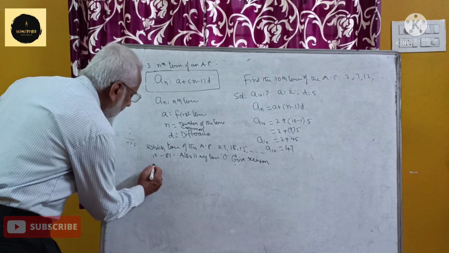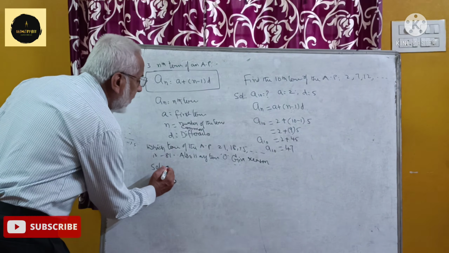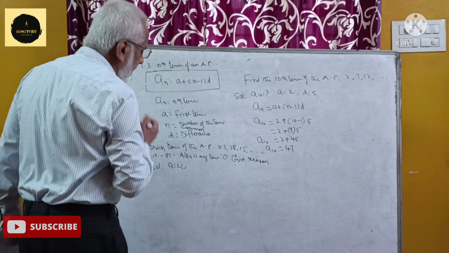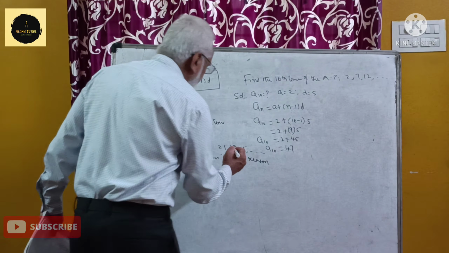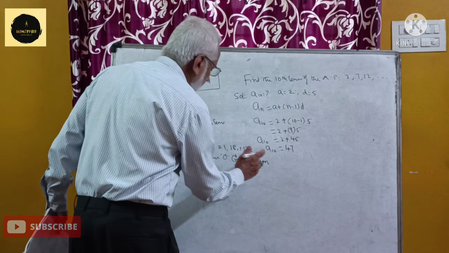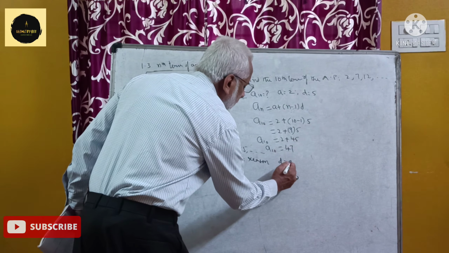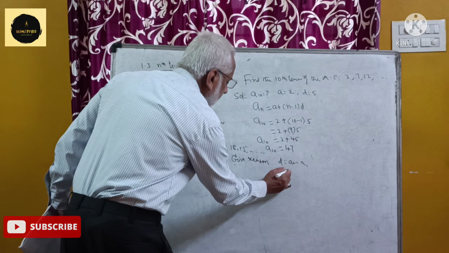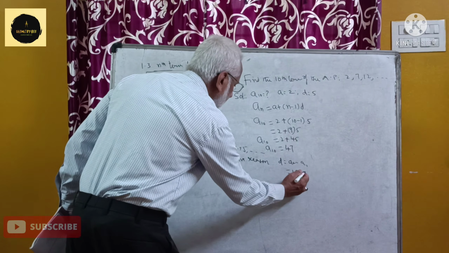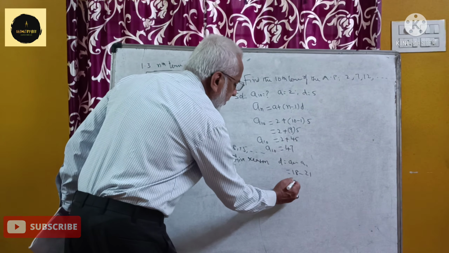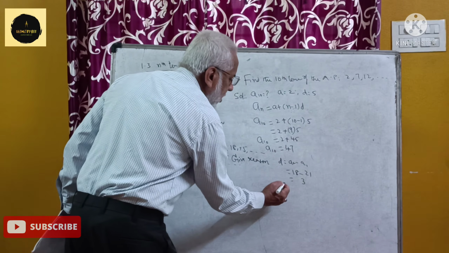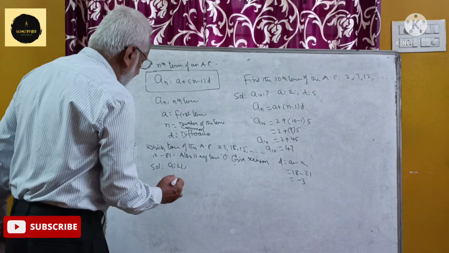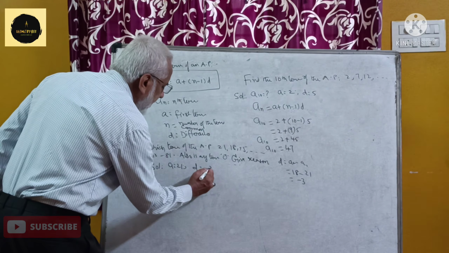In the solution, let us write what is the value of a? 21. And then what is the value of d? How are we going to find d? Here 21, 18, 15. The formula is d is equal to a2 minus a1. Here a1, a2, a3. For example, a2 is 18 and a1 is 21. Subtract 21 from 18, how much do you get? 3. So which is the bigger term? 21. What is the sign of 21? Minus. So d is equal to minus 3.